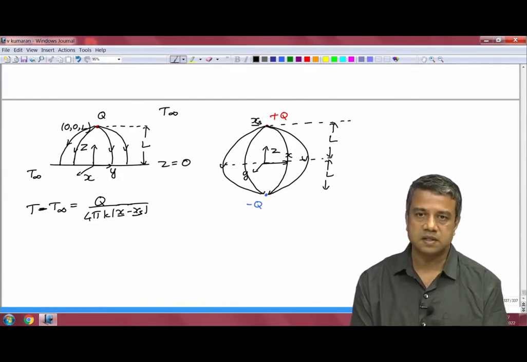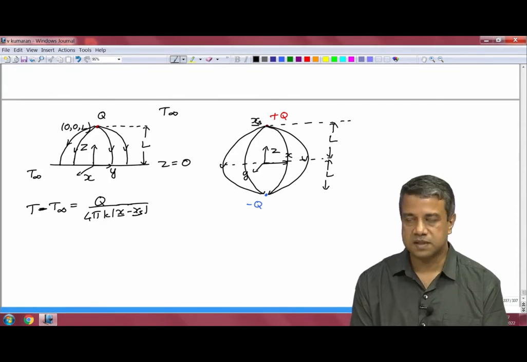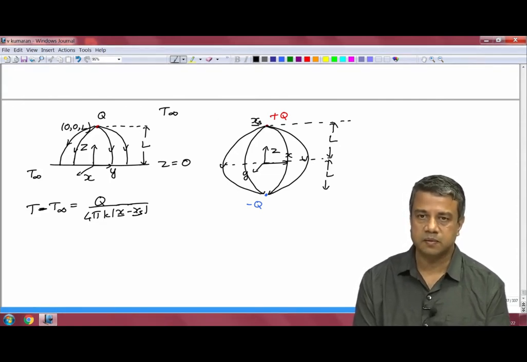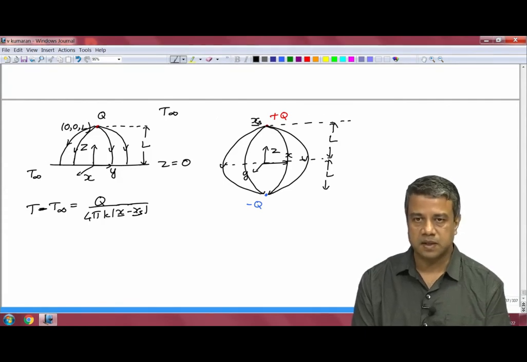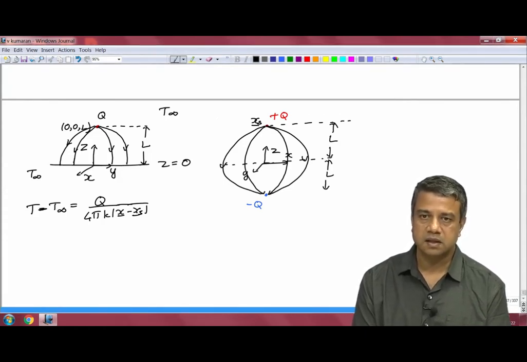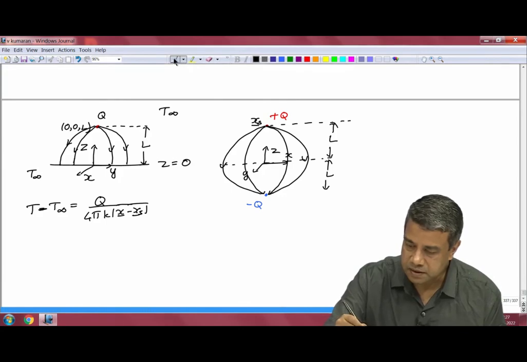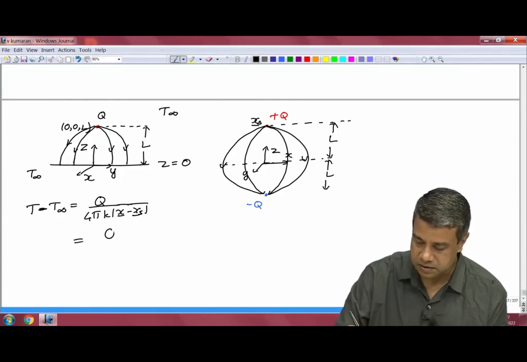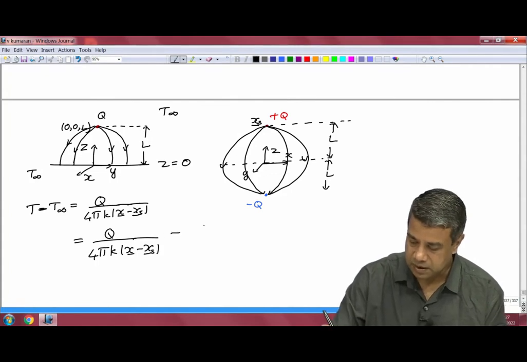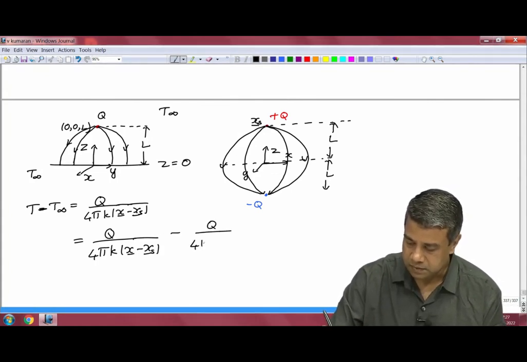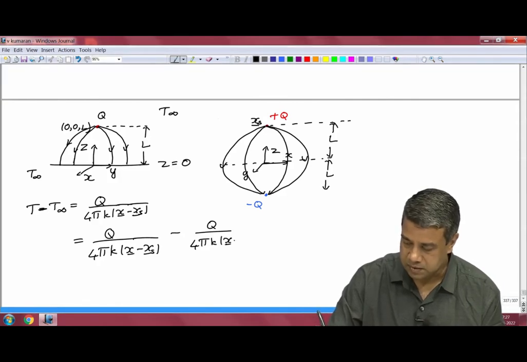At the surface, which is the mid plane between these two, the flux lines just by symmetry have to necessarily be perpendicular to the surface, and thereby satisfy the condition that the surface is perfectly conducting, that is, the boundary condition that T is equal to T infinity at that surface. So, the temperature field in this case can be written as the sum of a source, q by 4 pi k into x minus xs, minus q by 4 pi k into x minus xi.